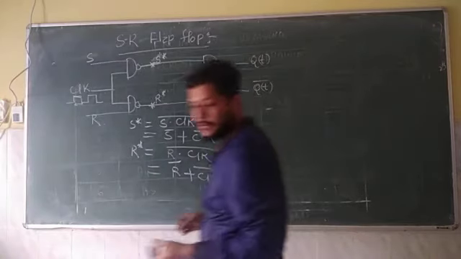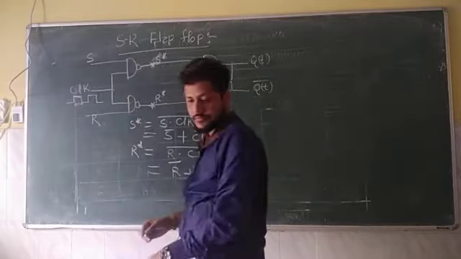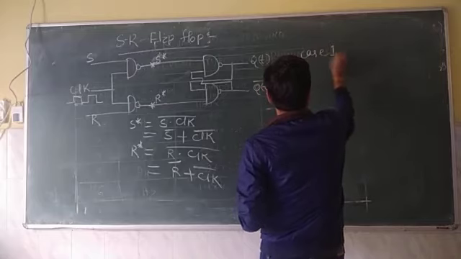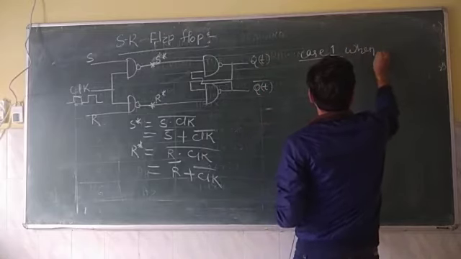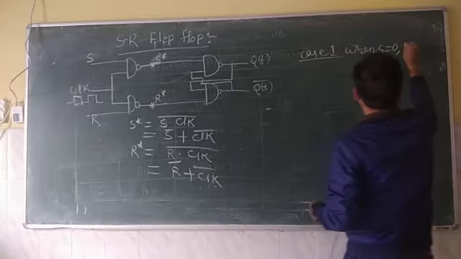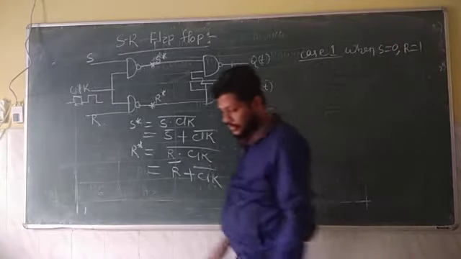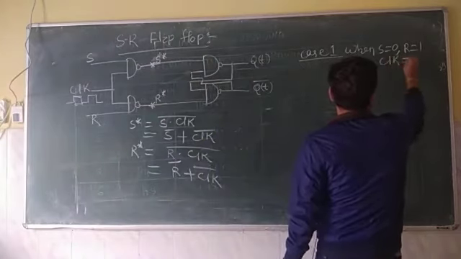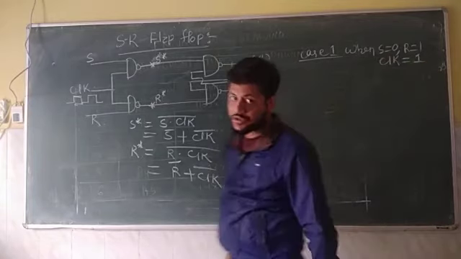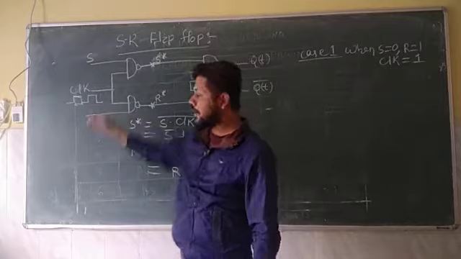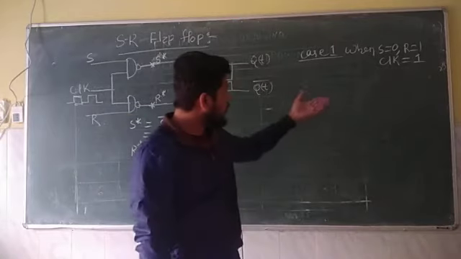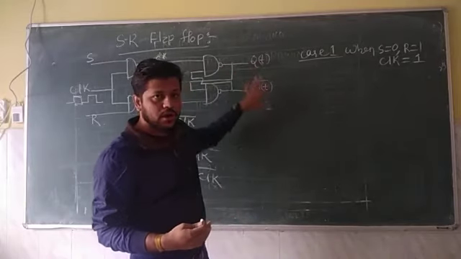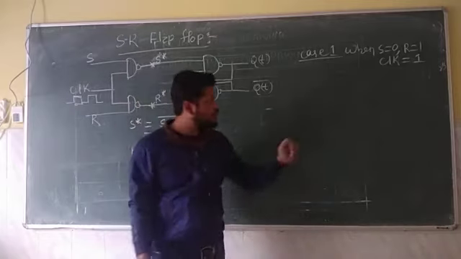Now we will see different cases. For example, case 1: when S is equal to 0 and R is equal to 1 and your clock is high. We are going to consider this clock as 1, because this is a level trigger. That means when the clock is high, the output of the circuit, this Q(t) and Q bar(t), is going to respond at that instant. So the clock is 1.